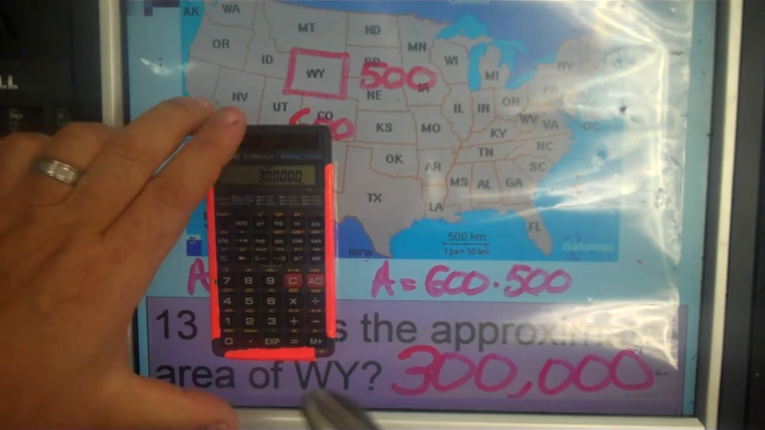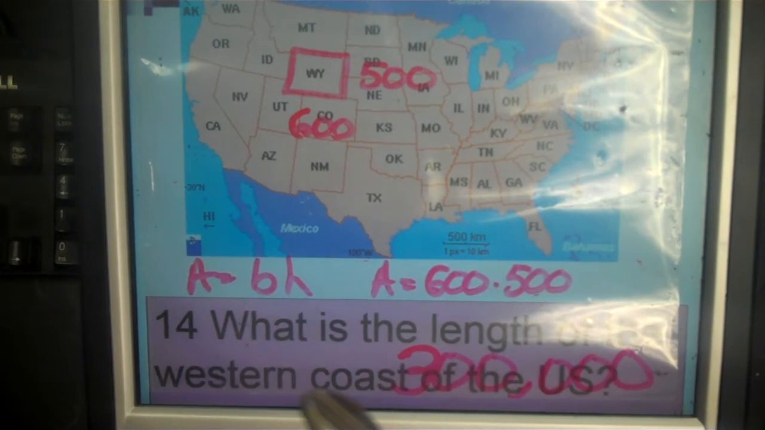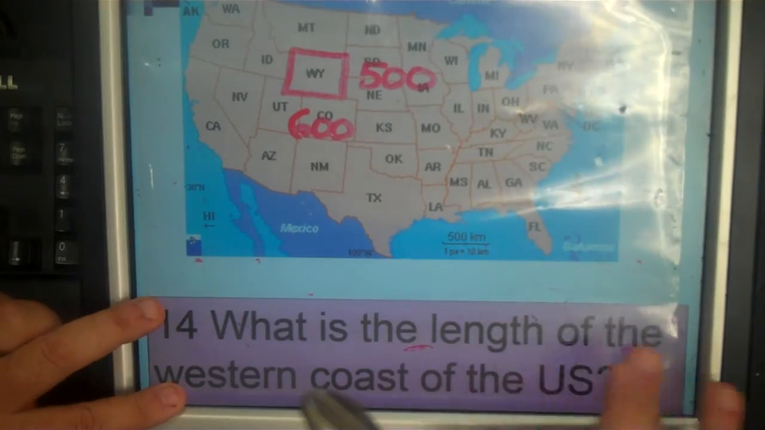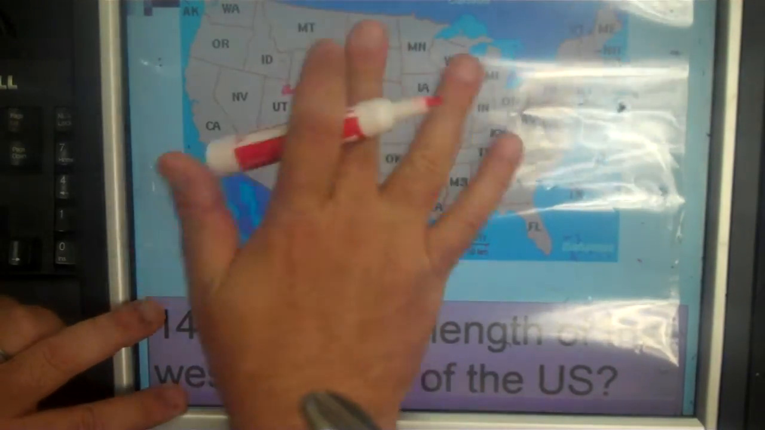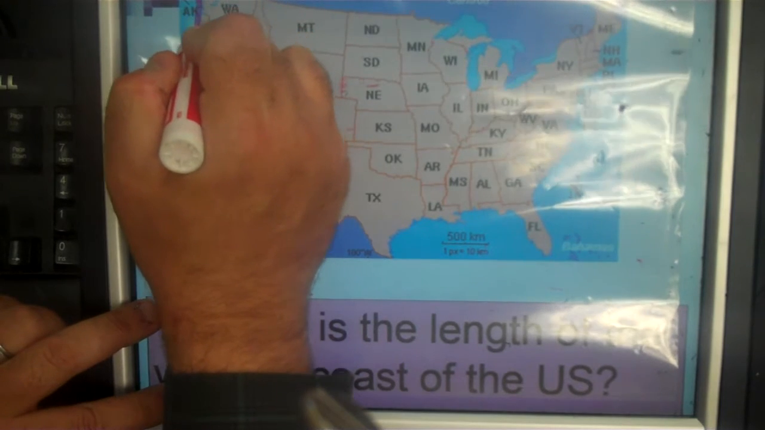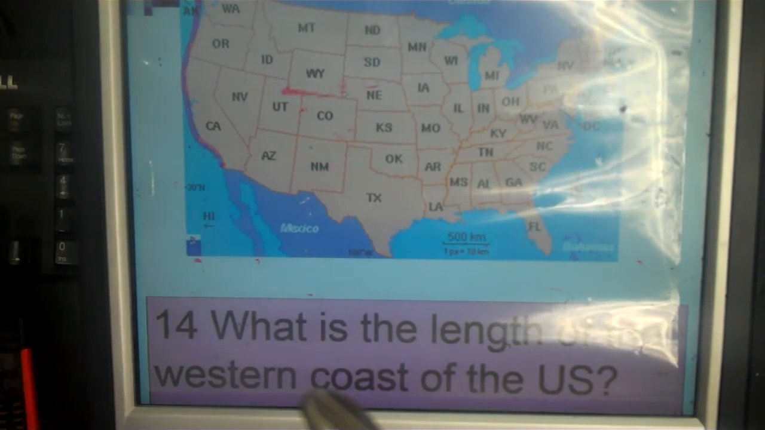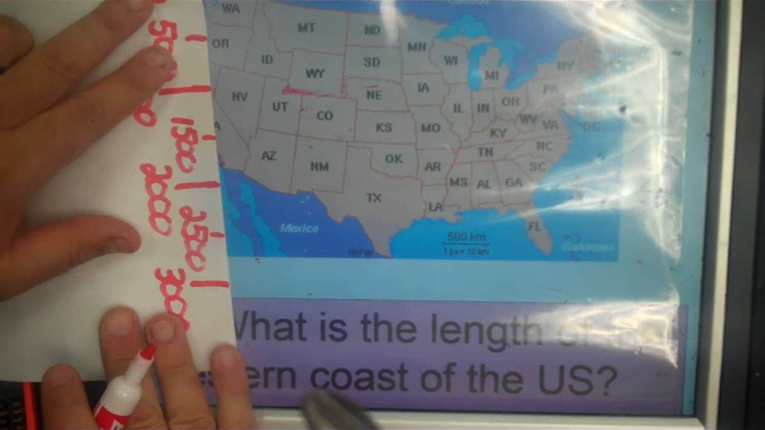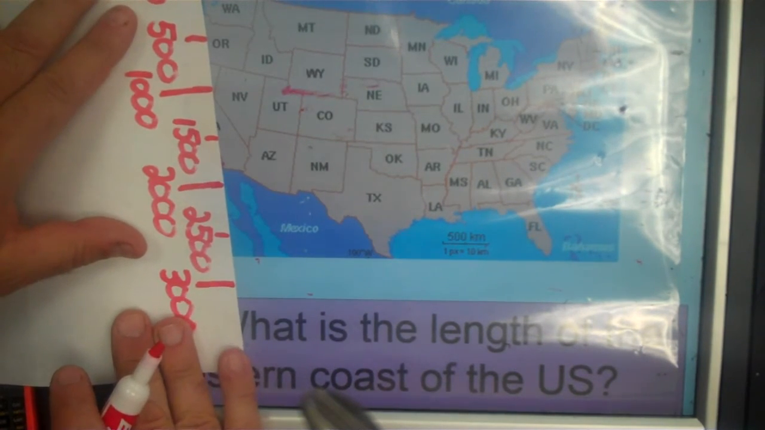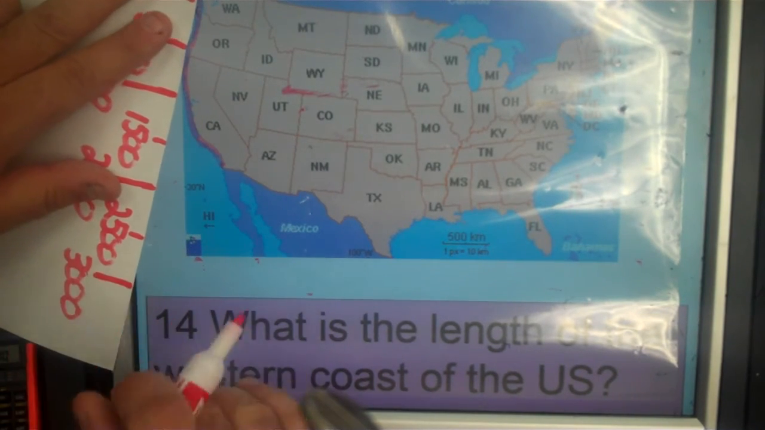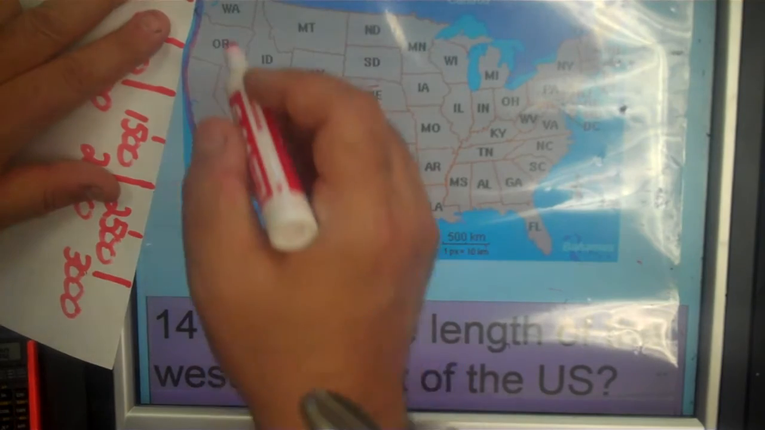300,000 square miles. Number 14. What is the length of the western coast of the United States? So we're talking about from up here, and it's kind of a curvy thing going down to there. We're going to try to make it a little bit more exact than just simply going one straight line. Let's try to break this up into little sections that are a little bit more straight.